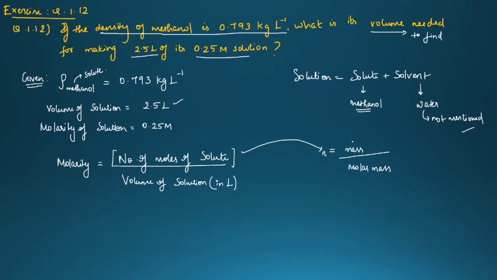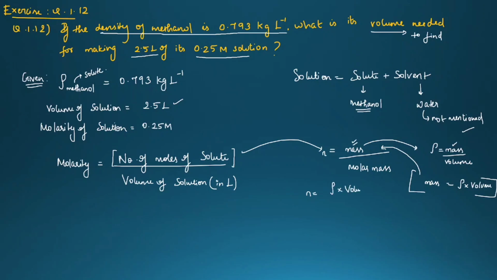Even here we don't know the mass, so we can calculate the mass using the formula density is equal to mass by volume. Because density has been given in the question, we can get this clue of using this formula to find out the mass. So mass can be rewritten as density into volume.